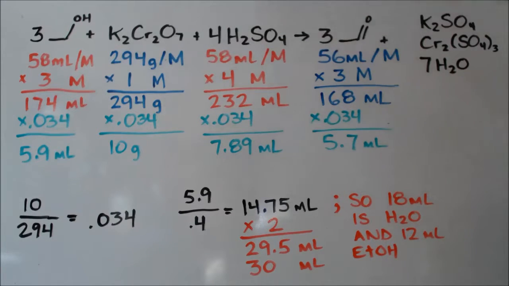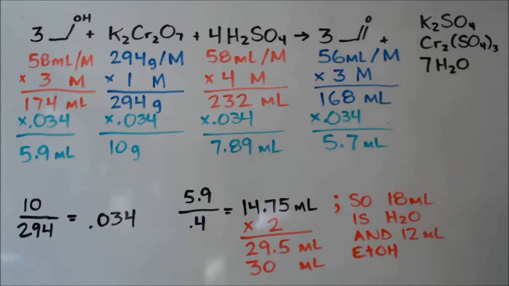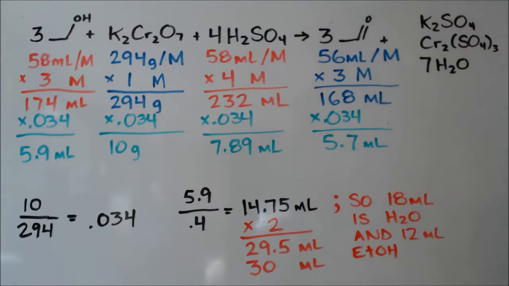Now I only want to use 10 grams of dichromate because it's stuff that takes a long time to make. So I figured out the percentage I would need, which would be 3.4%, which I would take down to a decimal and multiply everything by that so I get my amounts. So I need 5.9 milliliters of alcohol, 10 grams of dichromate, and almost 8 milliliters of sulfuric acid.